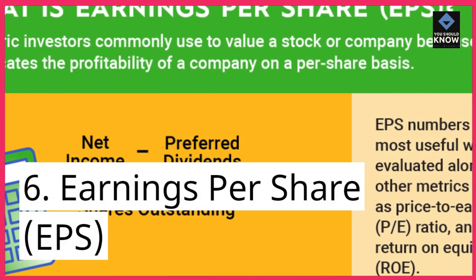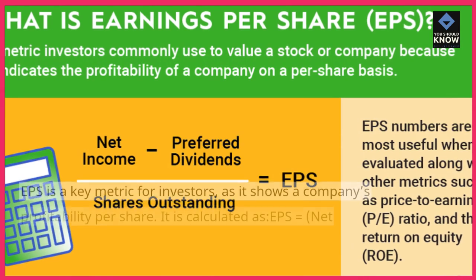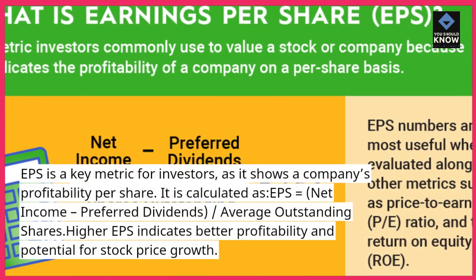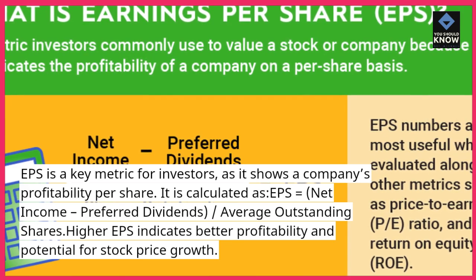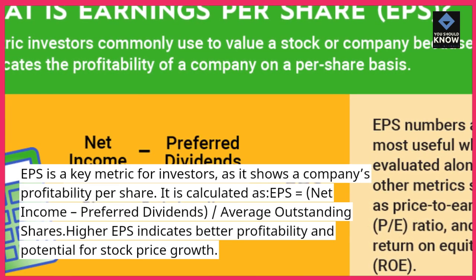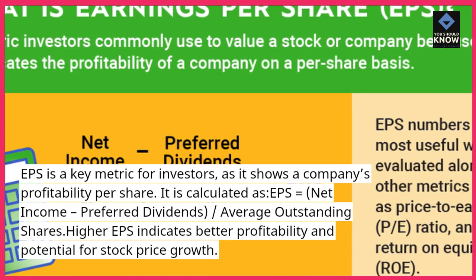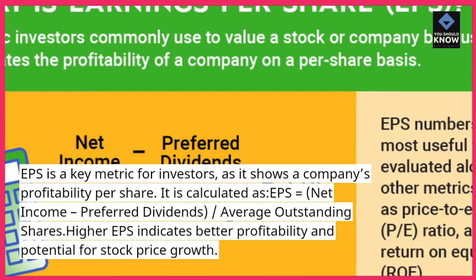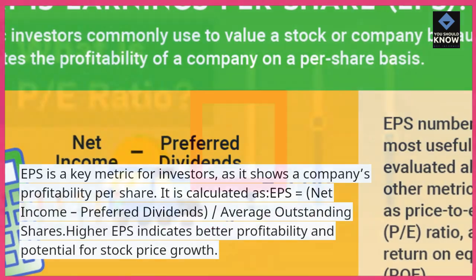6. Earnings per share, EPS. EPS is a key metric for investors, as it shows a company's profitability per share. It is calculated as EPS equals net income minus preferred dividends, divided by average outstanding shares. Higher EPS indicates better profitability and potential for stock price growth.